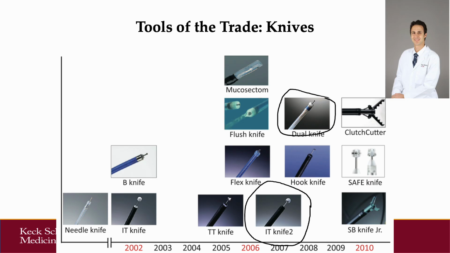We also see knives that have a ceramic ball tip, and these knives can also be very useful and safe because they have this ball tip that can prevent perforation at the muscle layer. They do have the disadvantage that you generally cannot inject fluid through them.